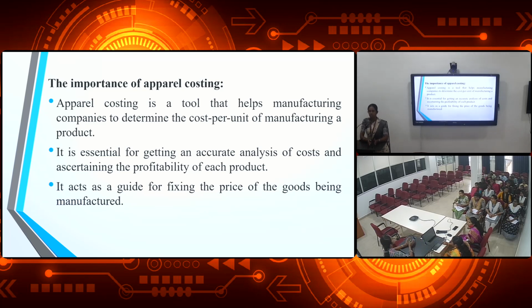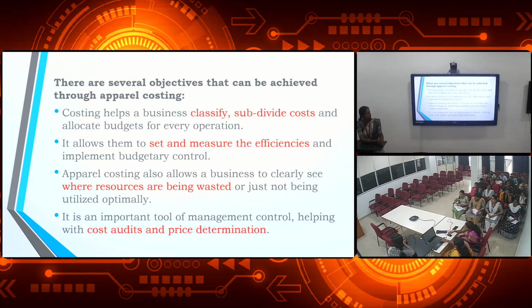So it is very important to give a unit cost for a particular product, especially in the apparel industry. It acts as a guide for fixing the price of the goods being manufactured. Yes, this point is common. The next one: there are several objectives that can be achieved through apparel costing.